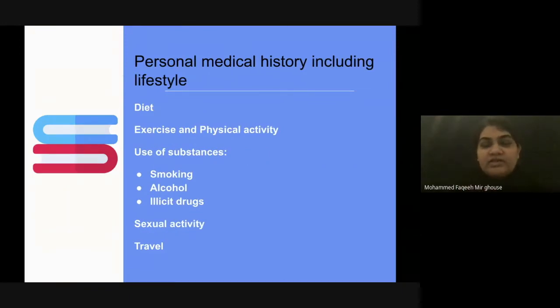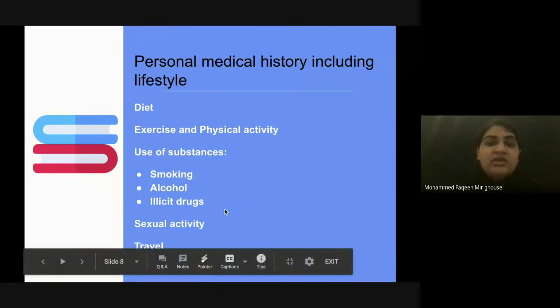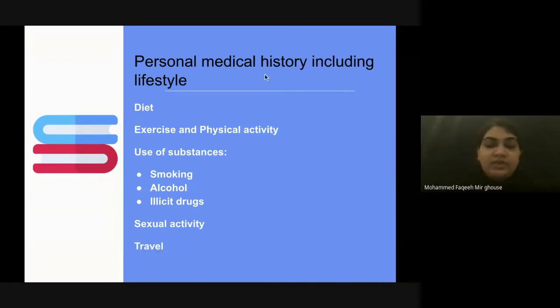Two, personal medical history, which includes lifestyle, which is my P3 component. I want to ask this patient about their diet, exercise and physical activity, use of substances like smoking, alcohol and illicit drugs, sexual activity and travel. All of these come under personal or lifestyle history. Now, there is one question I want to ask over here.